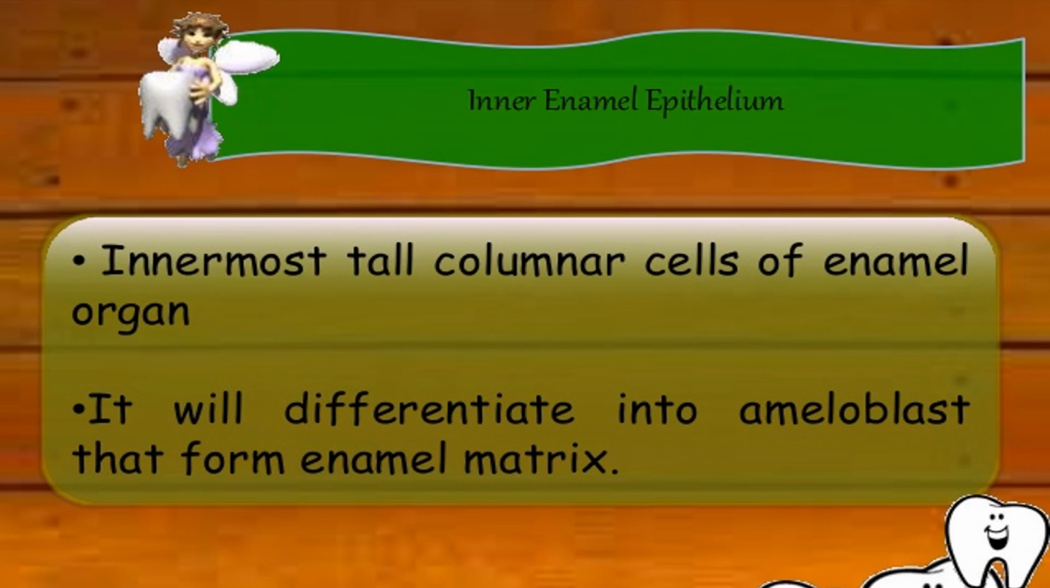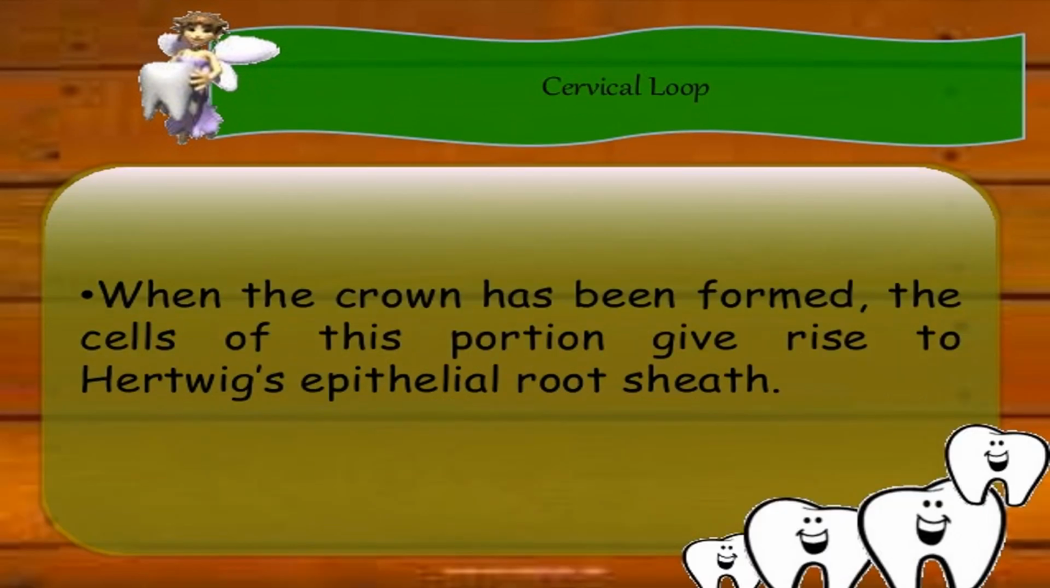Inner enamel epithelium. The innermost tall columnar cells of the enamel organ. It will differentiate into ameloblasts that form enamel matrix. So the inner enamel epithelium is the layer which will differentiate into ameloblasts. What are ameloblasts? Ameloblasts are enamel forming cells that form enamel matrix.